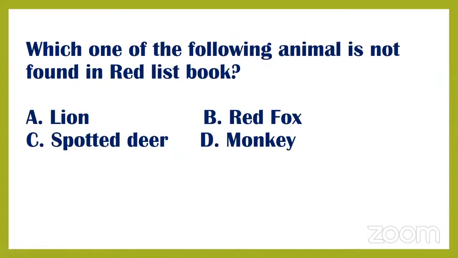Which one of the following animal is not found in red list book? Red list book is what, children? The species which are in danger, whose number is decreasing day by day, that species are registered in this red list book. By whom? IUCN. Which one of the following animal is not found in red list book? Lion, red fox, spotted deer, monkey. Which is the correct option? D is the correct option. Very good.